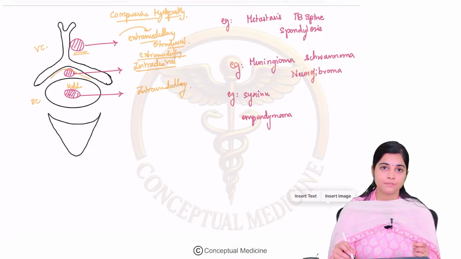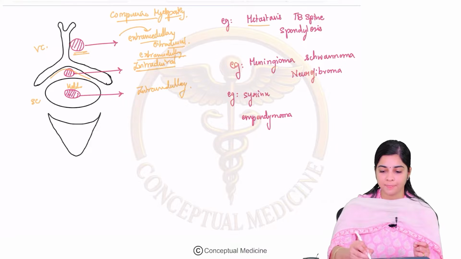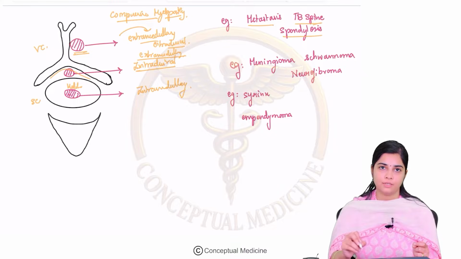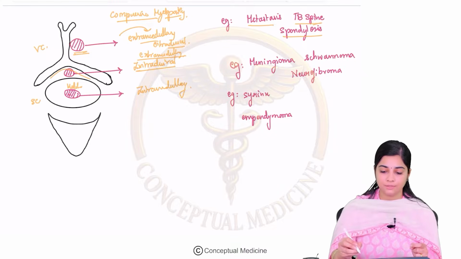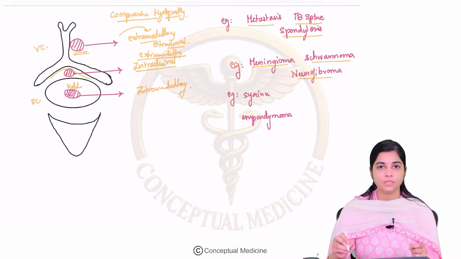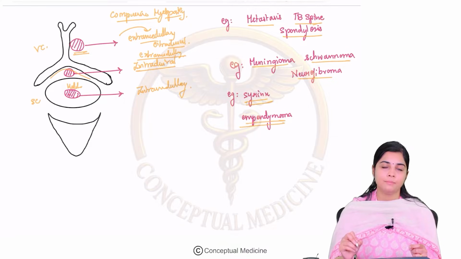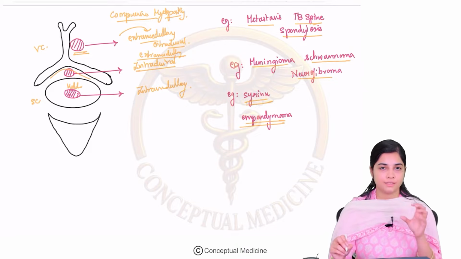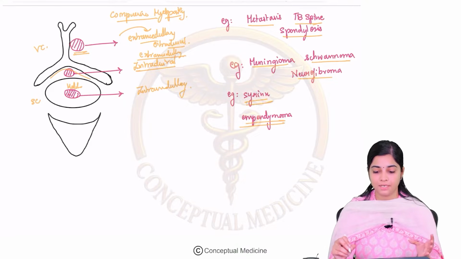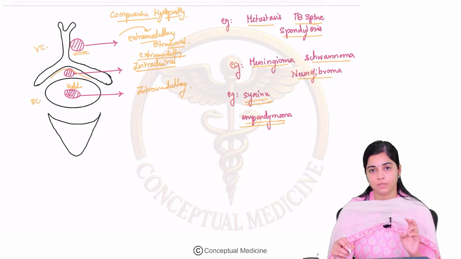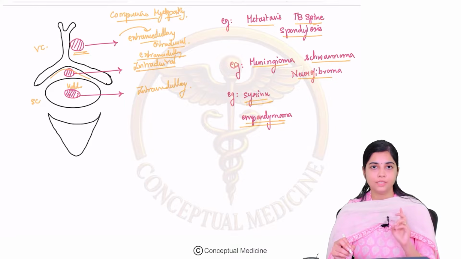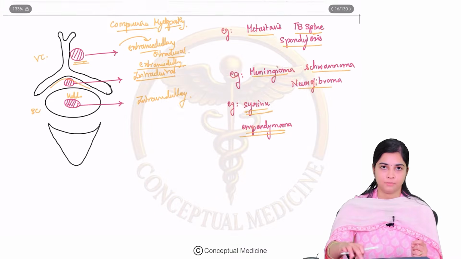What are the examples of extramedullary, extradural lesions? Metastasis, TB spine, spondylosis. Extramedullary, intradural lesions are neoplasms like meningioma, schwannoma, neurofibroma. And intramedullary lesions, very simple, syrinx and ependymoma, because the CSF flow is in the center, so ependymoma and syrinx. So this is about the different types of compressive myelopathy.